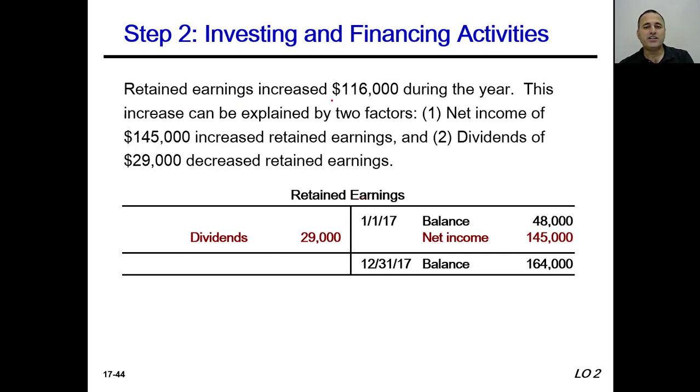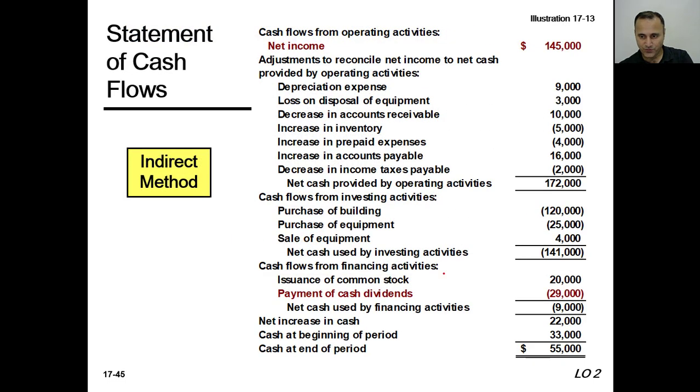Okay, retained earnings increased by $116,000 during the year. This increase can be explained by two factors: net income of 145, and number two, dividends of $29 decrease the retained earnings. Okay, so the balance was $48,000. There was a net income of 145, which means that I have a balance of 164, out of which we paid a dividend of $29,000. So the difference, which is here, the cash dividends, is $29,000. Okay, and $145,000 is already appearing here.